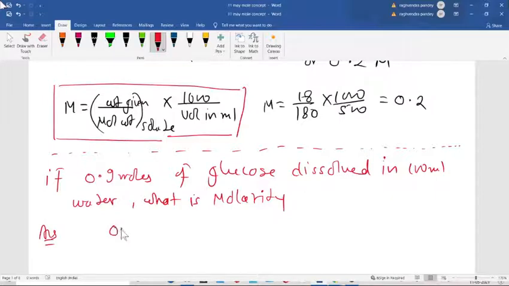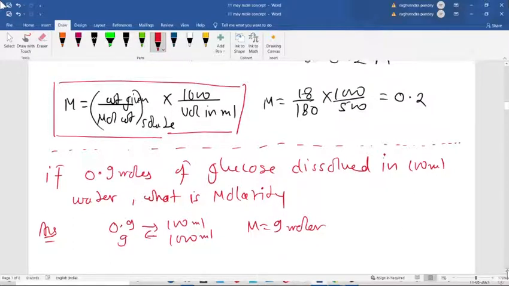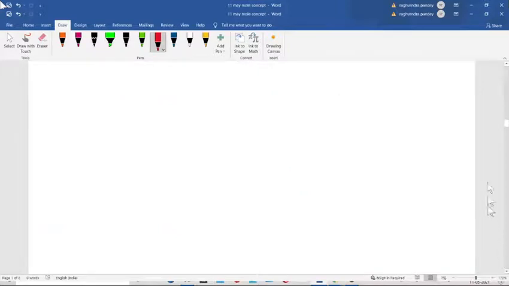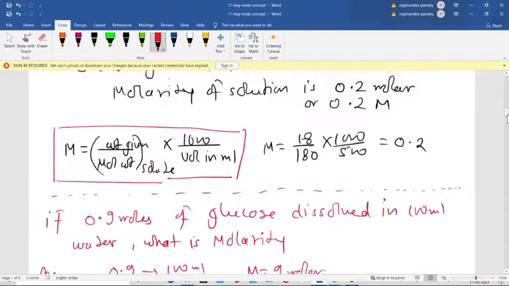So how that is very easy. 0.9 is dissolved in 100 ml. So we want in 1000 ml. In 1000 ml it will be 10 times, because 100 and 1000 are 10 times, so it will be 10 times 0.9, so 9. So molarity is equal to 9 molar. That's simple. Everybody getting it?